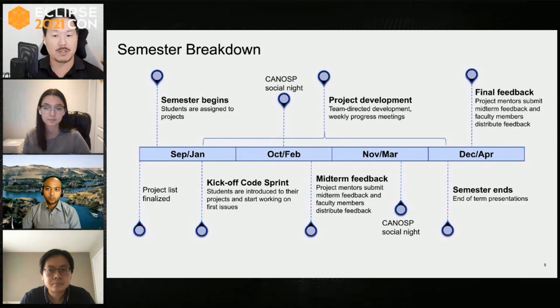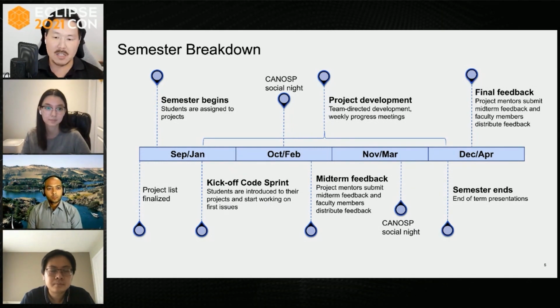Also new this semester are social nights on the third Friday of each month. You see them here in October, November, February, March. And this is just to help folks hang out, network, and play games online, because the socialization and networking aspect of this program has been difficult during the pandemic. So we're trying some new things to help make that better.